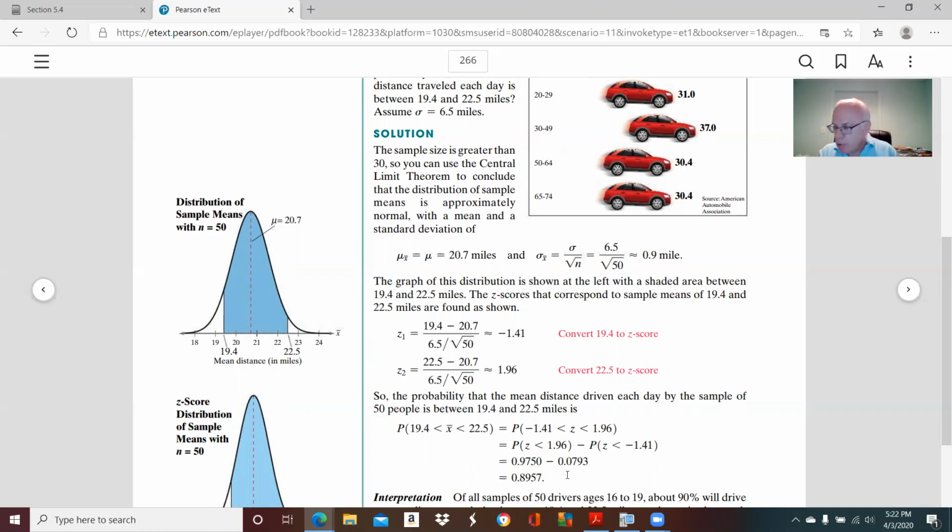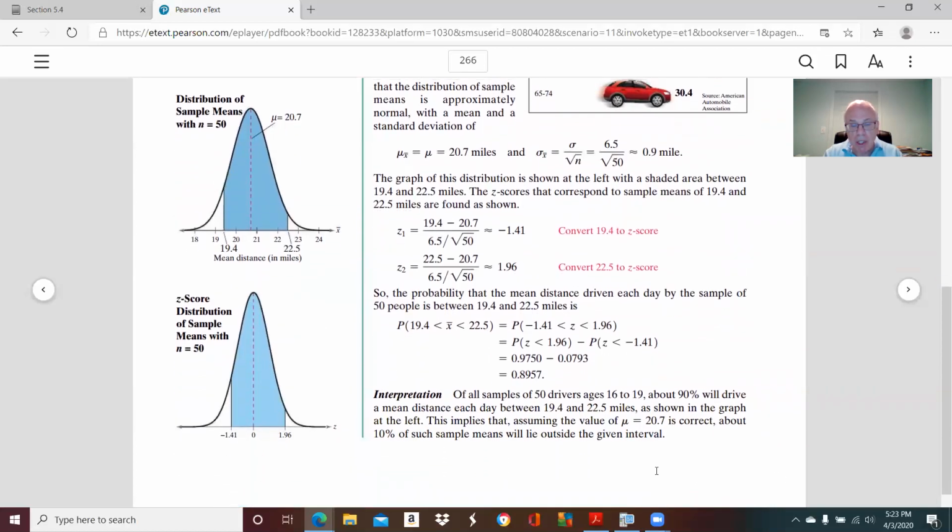Now, why is my answer 0.8962 and theirs 0.8957? It has to do with the fact that my answer is much more precise with your calculator. I shouldn't say the table's not precise. What I should be saying is that these z-scores are approximate. So we rounded them to 2 decimal places. The calculator doesn't do this rounding. It converts the actual miles driven, the 19.4 and the 22.5, to the z's and leaves all the decimal places, and they don't round at this point. So this is really a rounding issue. The 0.8962 that we got with the calculator is a better answer.